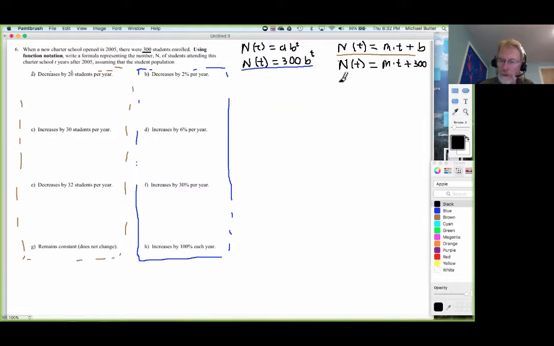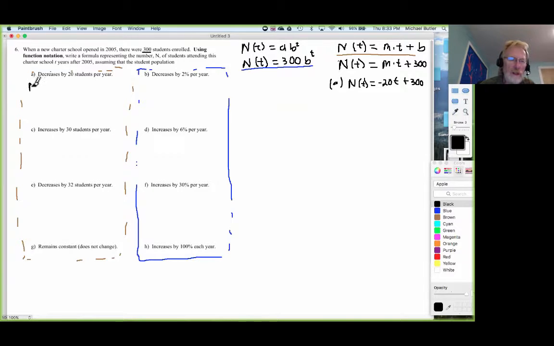Okay, so for part A, we decrease by 20 students per year. So that's going to be n of t is equal to negative 20 t plus 300. In other words, every year you subtract off 20 students. Let's think about it. Let's do a little bit of work with it.